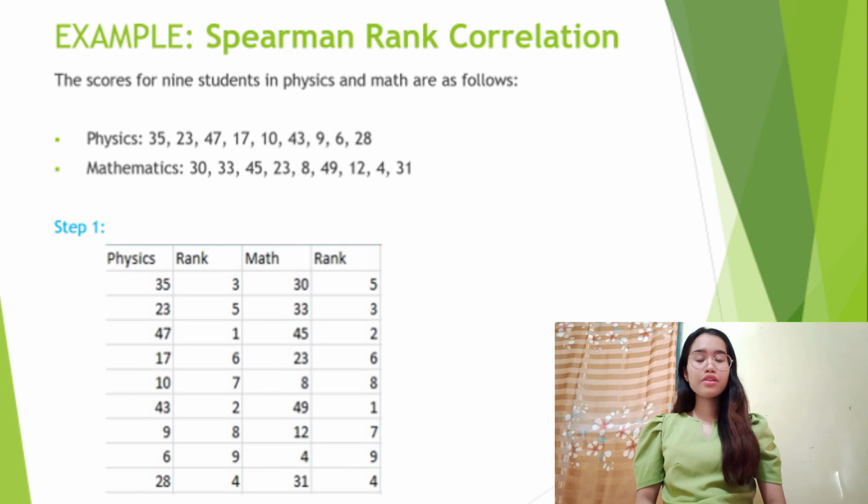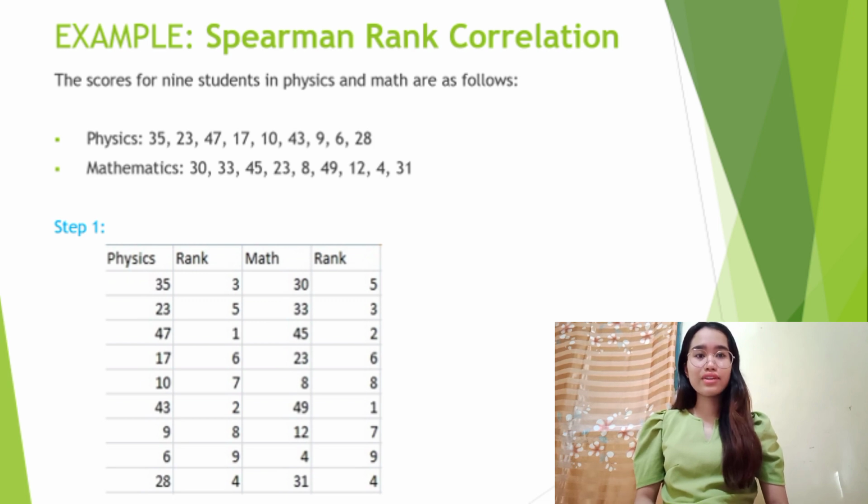Here is the example question of Spearman rank correlation. The scores for 9 students in physics and mathematics are as follows. Physics: 35, 23, 47, 17, 10, 43, 9, 6, and 28. Mathematics: 30, 33, 45, 23, 8, 49, 12, 4, 31. Compute the students' ranks in two subjects and compute the Spearman rank correlation.